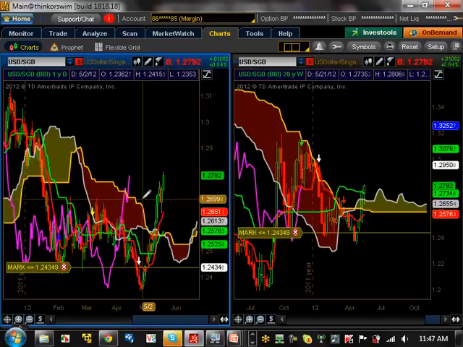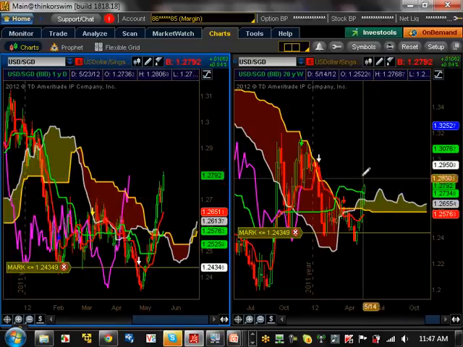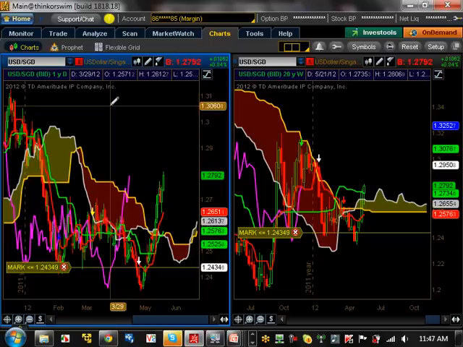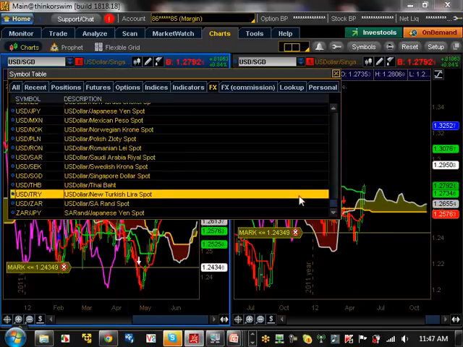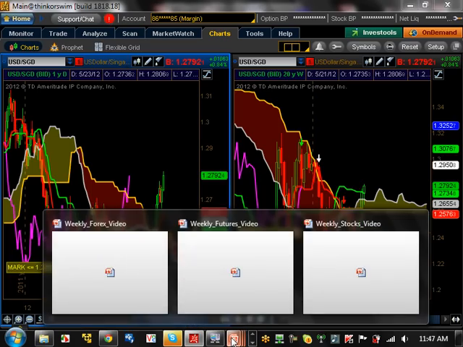US Singapore dollar. Bullish trending here on the daily. You can see on the weekly we just came out of the cloud, so it definitely needs to pull back before it can do anything on the weekly. Okay, and so that is it for now.